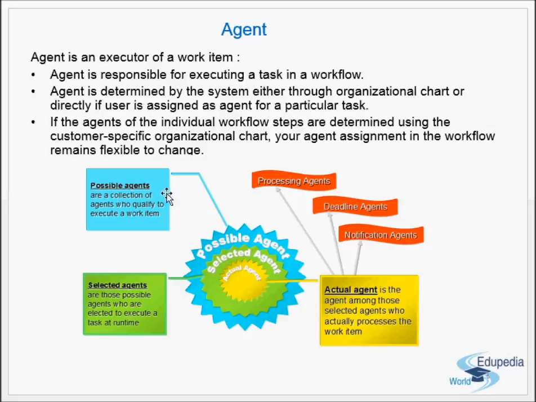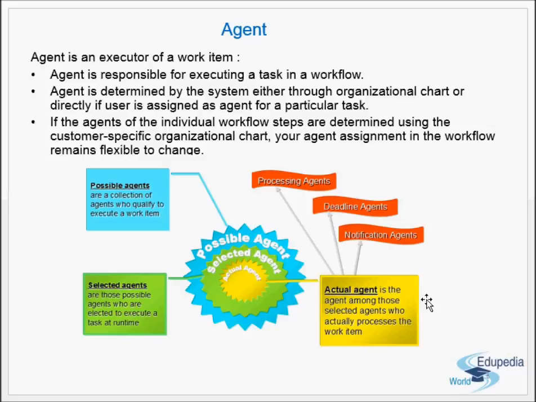Now we have the actual agent, the selected, and the possible agents. A possible agent is a collection of agents who qualify to execute a work item. So in the example which we discussed just now, all managers are possible agents to approve the leave request. Next, the selected agents are those possible agents who are elected to execute a task at runtime. Say you have a manager as well as a backup manager in case your manager goes on leave. Both of these managers are the selected agents. Now the actual agent is the agent among those selected agents who actually processes the work item.